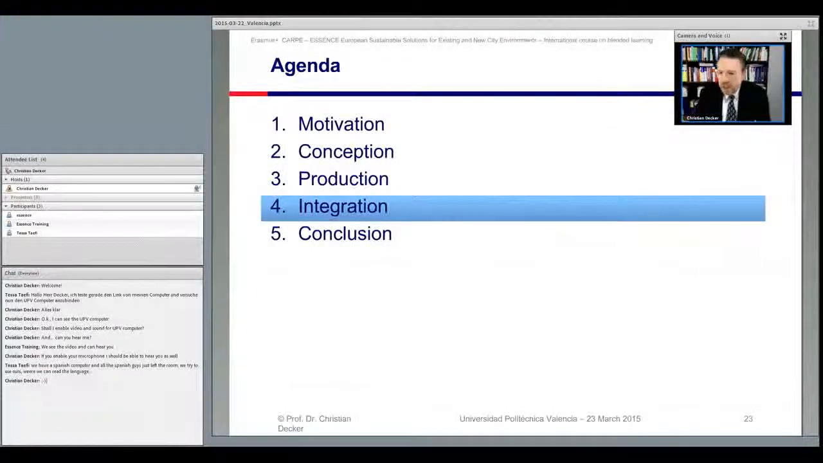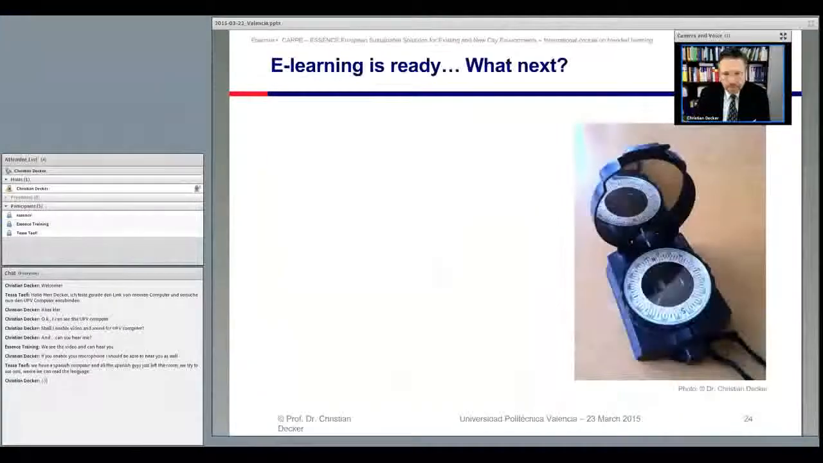Okay, integration. Now, this is e-learning, and like I said, I'm not talking about e-learning, I'm talking about blended learning. So there's an integration needed. You have to integrate e-learning into your in-class phase. And this is then the question that comes up: e-learning is ready. What next?